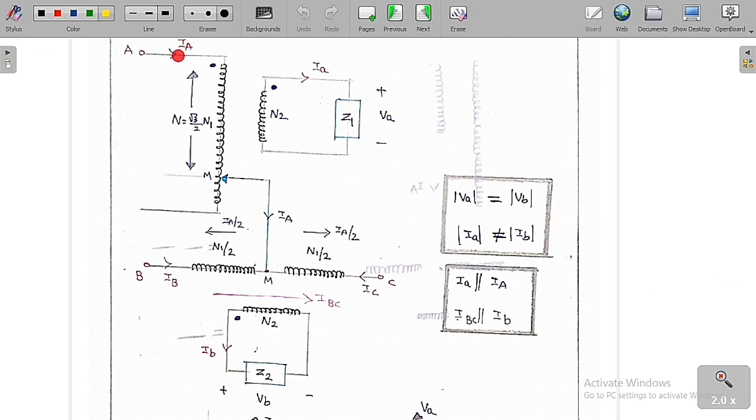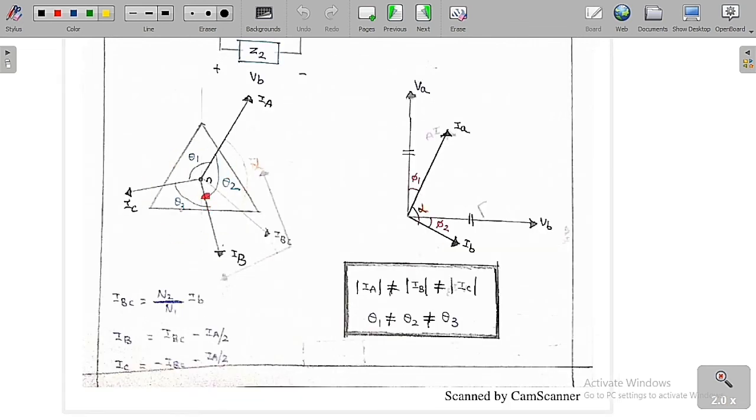So if this is the current IA, it is going to pass through here and it is going to divide into two parts because of equal impedance, IA by 2 and IA by 2. Then what is the value of IB? IB is equal to IBC minus IA by 2, and IC is equal to minus of IBC plus IA by 2. See, now we are going to draw the phasor diagram.